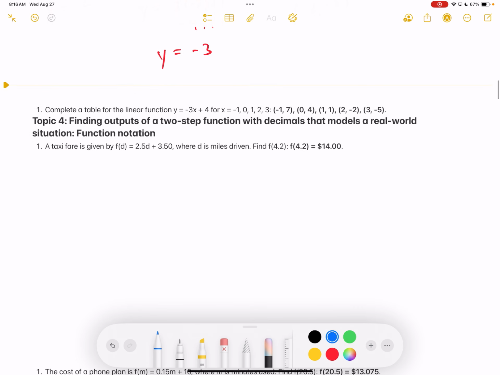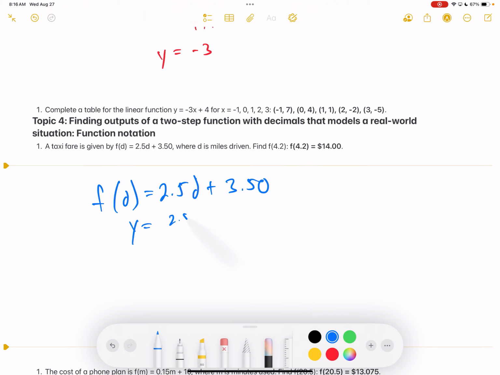All right, finding outputs of a 2-step function. So this is kind of like a word problem, but it's really just plugging in. This is our first time looking at a function. This is the function notation. It says a taxi fare is given by this function where d is the miles driven. A function notation can be replaced like y. I could rewrite this like y equals mx plus b.